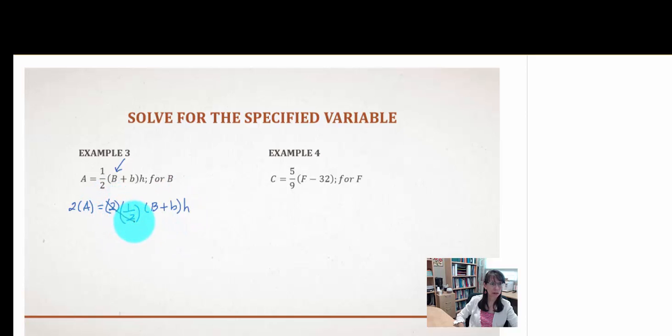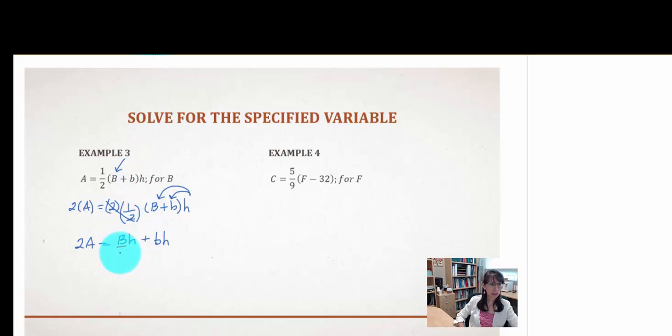When that happens on the right, you can see how the fraction eliminates, and we're left with 2a now equals capital B plus b, quantity being multiplied by h. So I could take care of that distributing right now. H is multiplied by capital B to give us capital BH, and then h times the lowercase b. So that's bh. Again, identify which of these variables are we trying to solve for, and that's capital B.